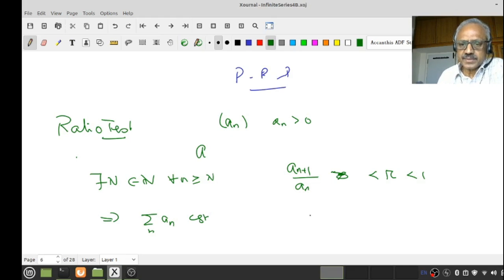The proof is again easy. What do you look at? Look at a_1, up to a_(N-1), and now let's look at a_N. For all n ≥ N, a_(n+1) by a_n is less than r. That means a_(n+1) is less than a_n times r.